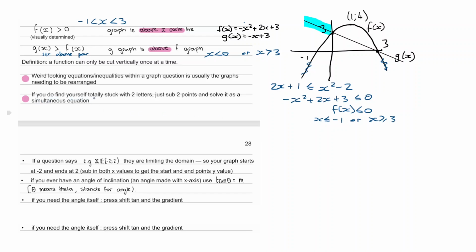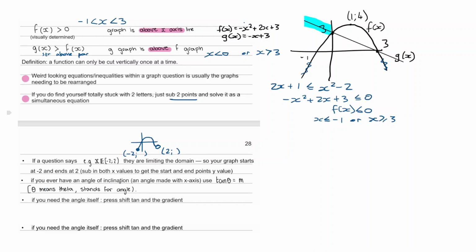If you find yourself totally stuck with 2 letters and you're trying to find the equation, then don't stress, just sub in 2 points and it will end up becoming a simultaneous equation. If a question says something like x is an element of -2 with a square bracket to 2, all they're doing in that question is limiting you and saying stop the graph at -2 and stop the graph at +2. If it was a round bracket, it would be an open circle. All that you do is sub in -2 into the equation, sub in 2 into the equation, and those would be the ends of your domain.